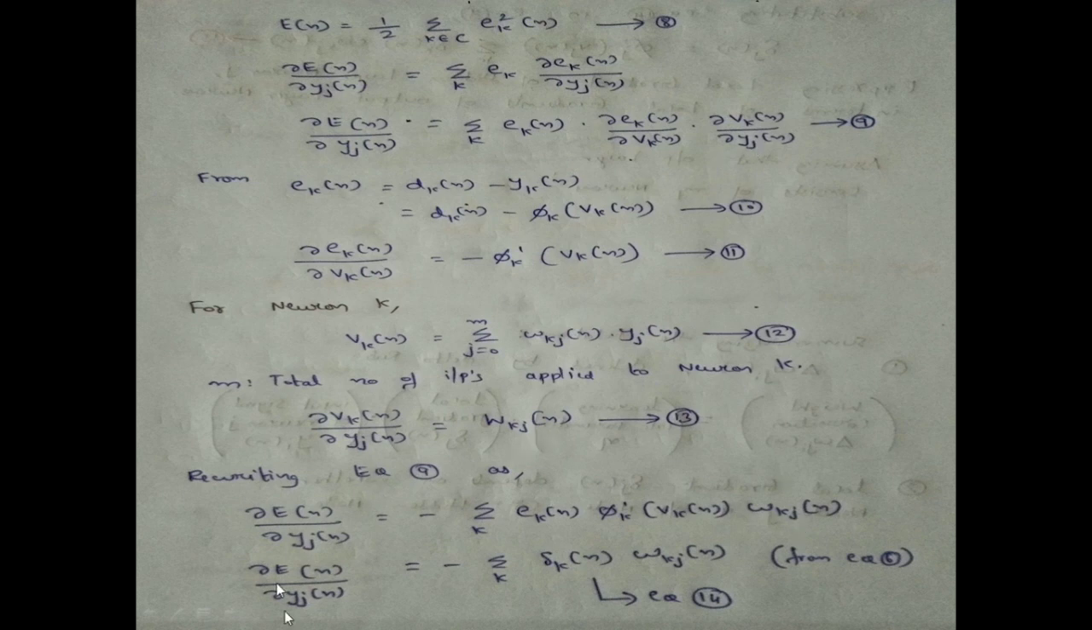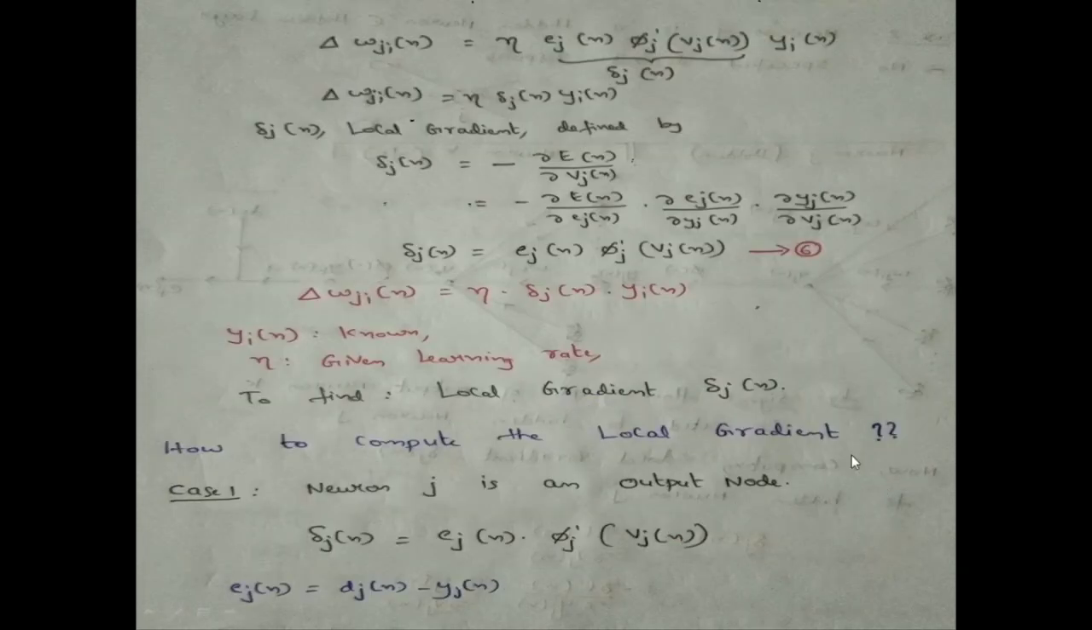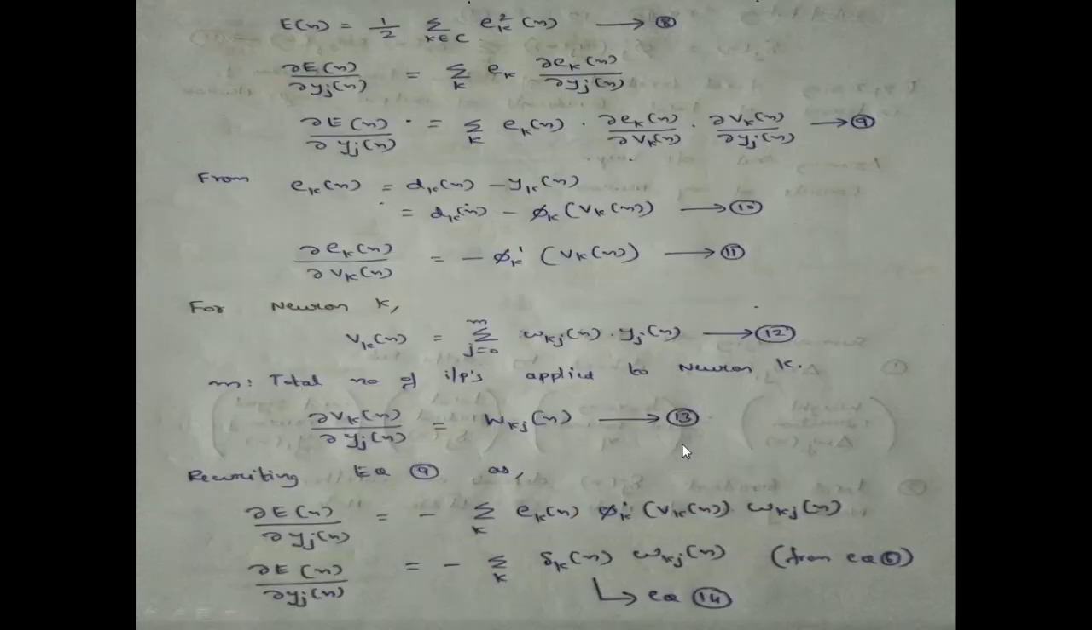So finally ∂E(n)/∂Yj(n) is equal to minus sigma. Now what is the value of this Ek(n) into φk'(Vk(n)) from equation 6? If you observe equation 6 here, it is equal to delta k(n). So replacing this value, since we are dealing with the output neuron k, we are writing this delta k(n) into Wkj(n). Let this be equation 14.